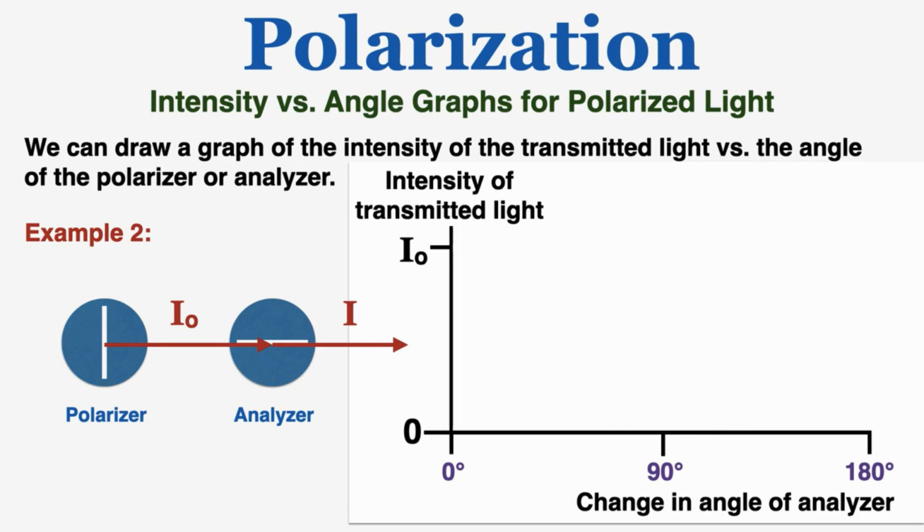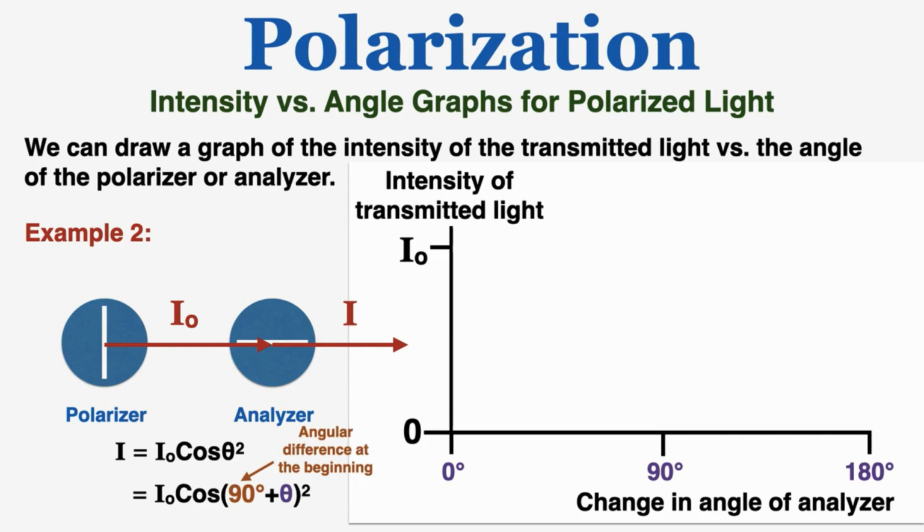I could start the analyzer at a 90-degree angle to the polarizer, and in this case, the difference in angle at the beginning is 90 degrees. And I'm starting at a point where the analyzer hasn't been turned more yet, so theta is going to start off at 0. And because the purple theta is starting off at 0, I'm dealing with the original intensity times cosine of 90 degrees squared, and I know that cosine of 90 degrees is 0, so this whole thing will be 0 at the beginning. And so now as I turn the analyzer and increase the angle, this is going to take the form of a cosine squared graph, just starting at what would be 90 degrees instead of 0 degrees. So this is what that graph of intensity versus the change in the angle of the analyzer would look like.